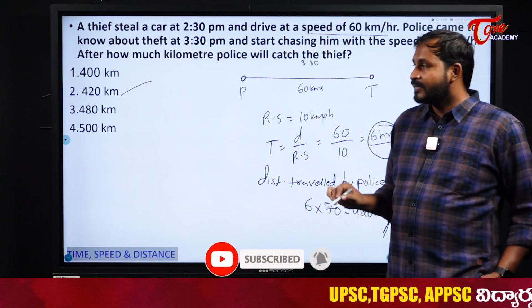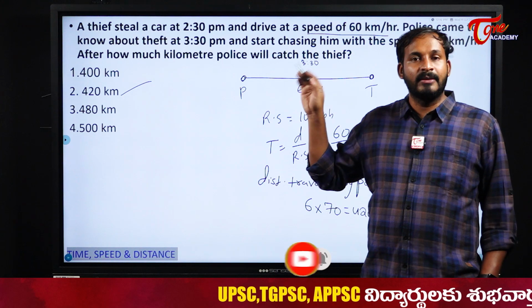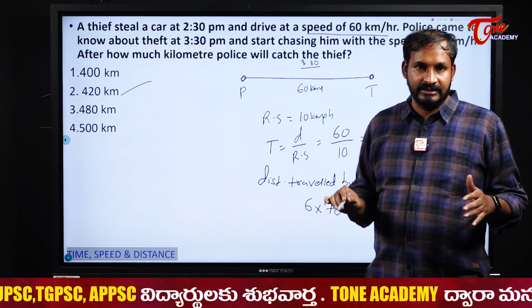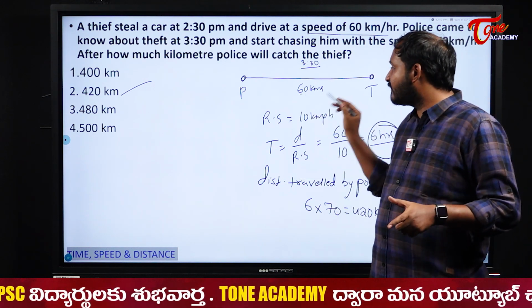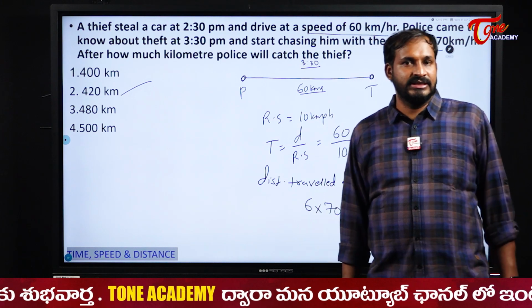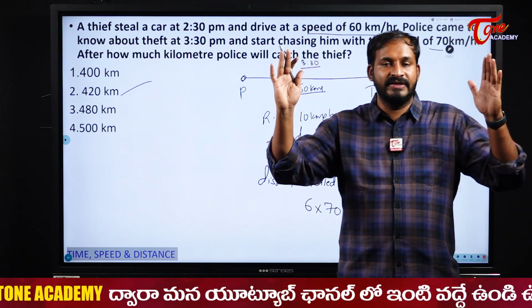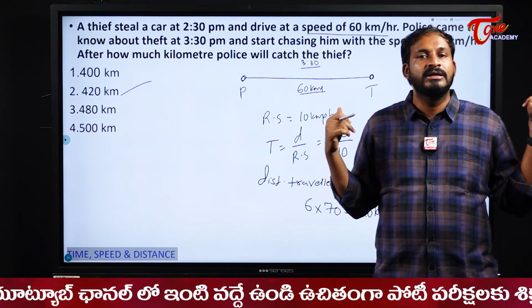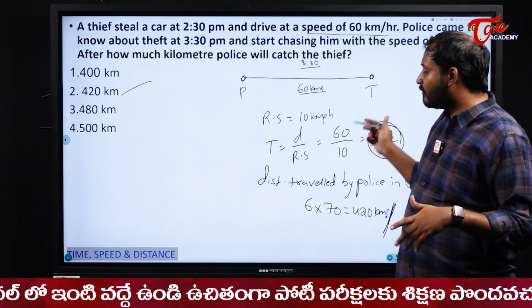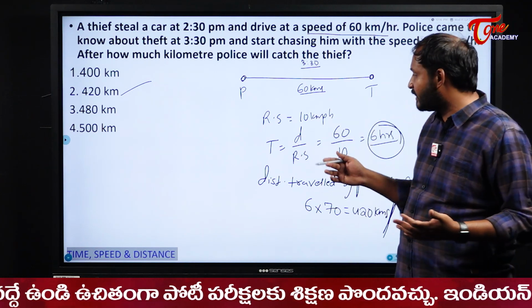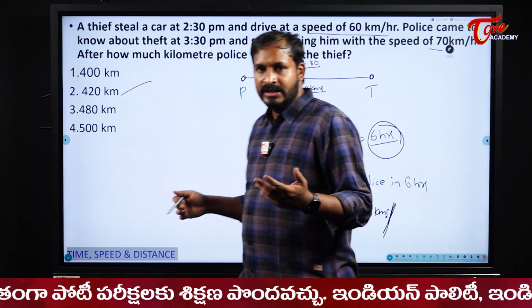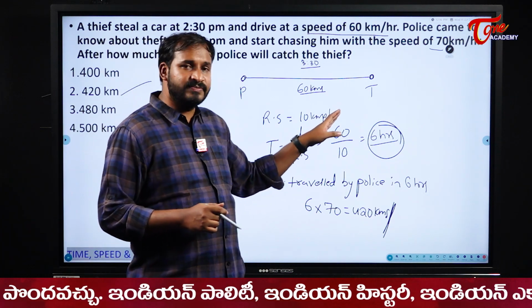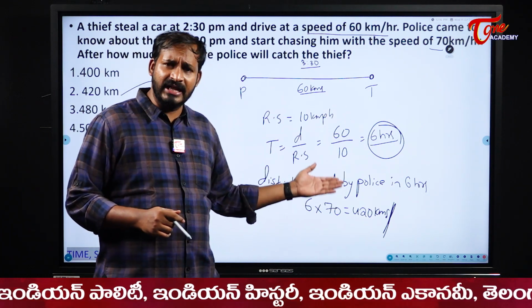Understood, students? So the theft happened at 2:30, but the police started chasing at 3:30. So in 1 hour, the thief will travel a distance of 60 kilometers. Now the distance between the police and the thief became what? 60, and now both are moving. So when both are moving, we will have relative speed. And both are moving in the same direction, so the difference between their speeds is taken. Chasing means same direction only. So that is the reason the relative speed became 10 km/h.